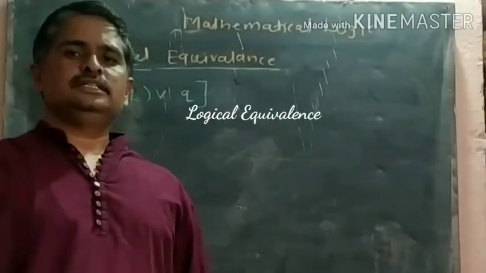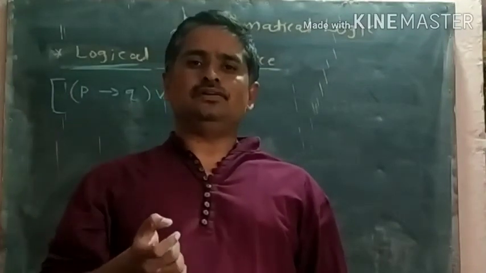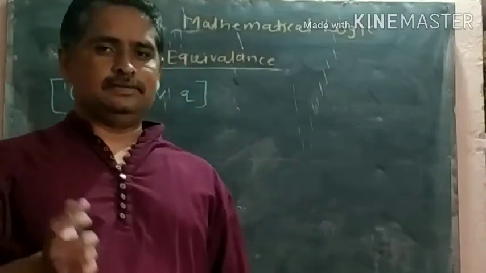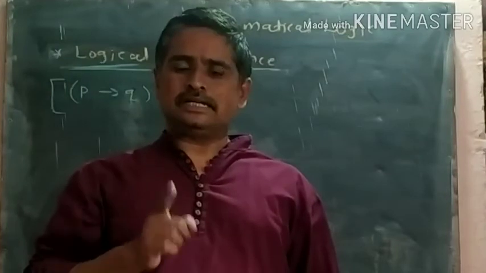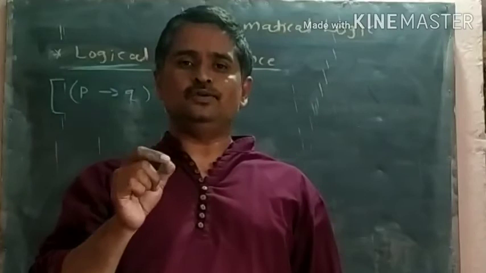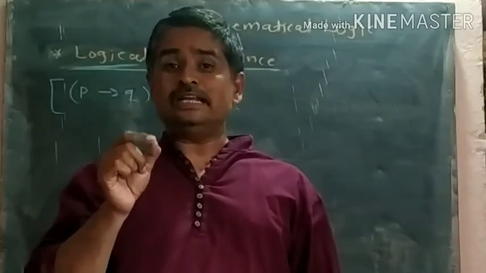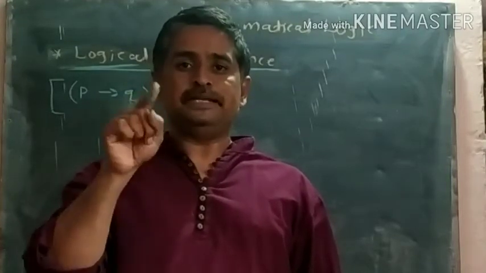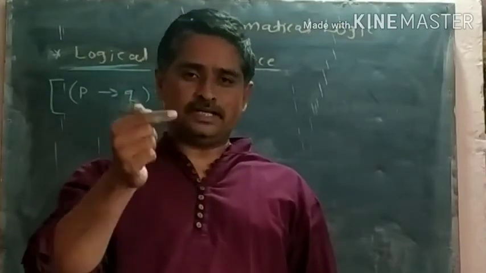Hello student, in the last period we have already seen the operations on mathematical logic, that is conjunction, disjunction, implication and double implication. Once again I want to recall that in a conjunction there is only one T present in the truth table, if both the values are T. In a disjunction there is only one F present in that truth table, if both the values are F. That means p disjunction q is F if and only if p is F and q is F.